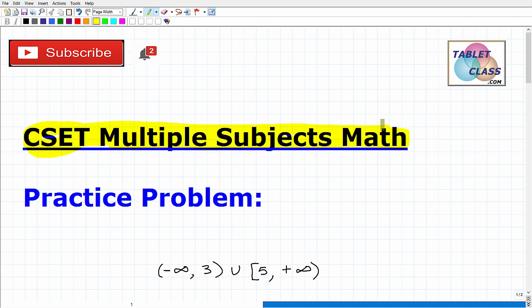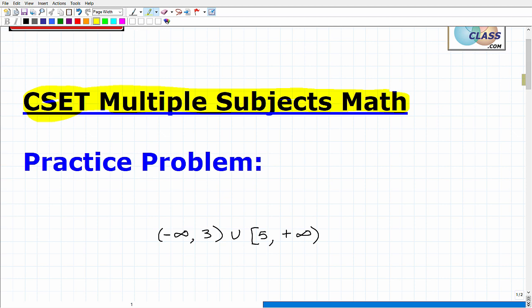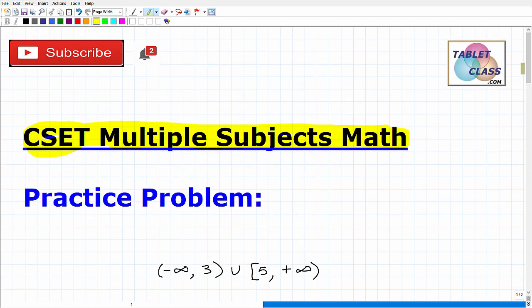What we're going to be doing here is taking a look at a practice problem that you should be able to handle pretty well if you're fully prepared for this CSET exam, at least for the math section. So we'll get to that problem in a second, but first, let me introduce myself.